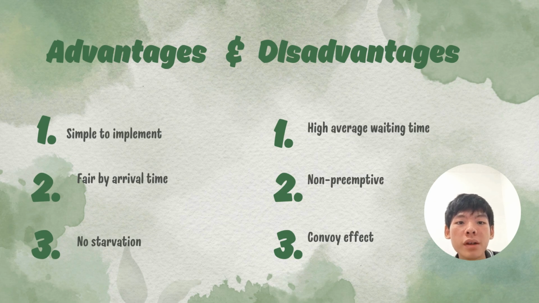Disadvantages of FCFS. The first one is high average waiting time. Short processes may wait behind the long ones. The second one is non-preemptive. Once a process starts, it runs to completion, reducing flexibility. The third one is the convoy effect. A long process can delay all others, lowering overall efficiency.